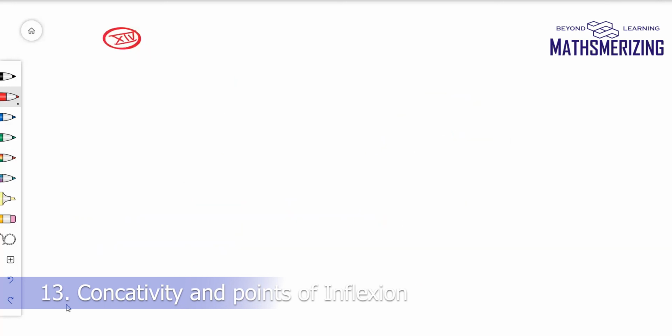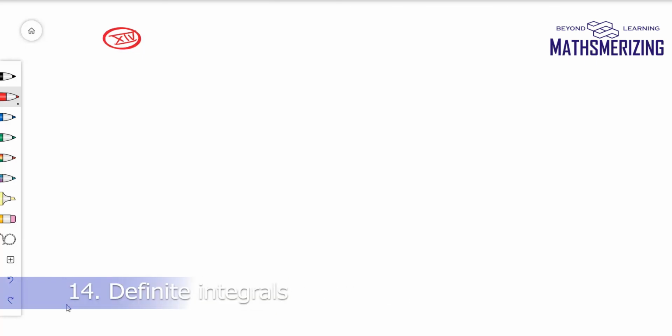For some functions, we can find the value of a definite integral using graphs. It may not necessarily be true for each and every function, but for certain functions, we can definitely calculate the value of the definite integral.